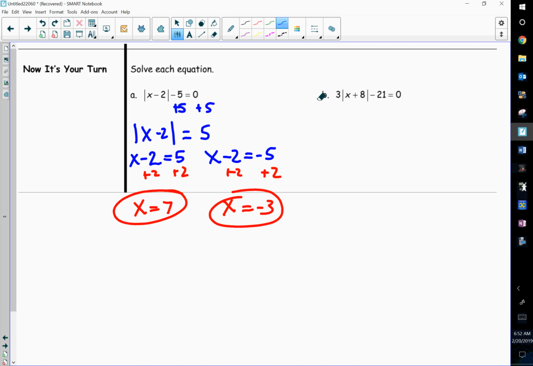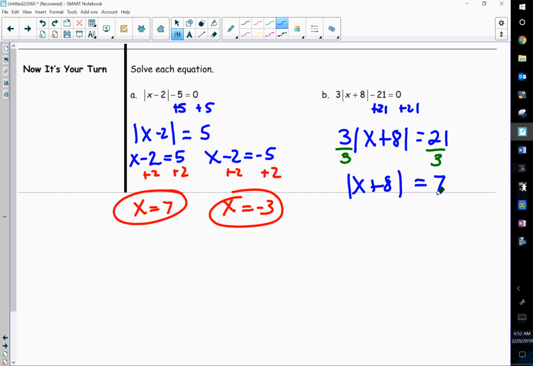The second part, part B, same set of steps. Isolate the absolute value part by first adding 21 to both sides. You get 3 times the absolute value of x plus 8 equals 21. Next, divide both sides by 3. You get the absolute value of x plus 8 equals 7.